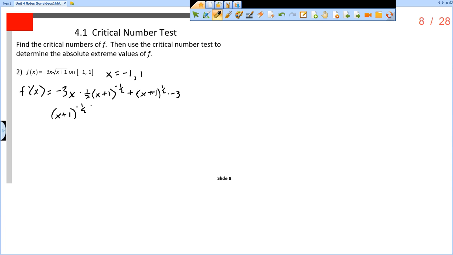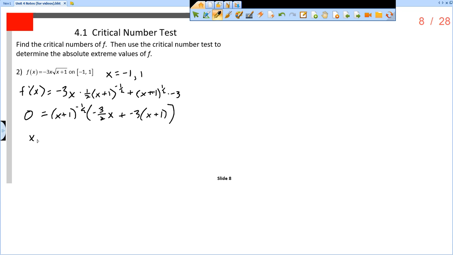So now this leaves me with -3x times 1/2, so -3/2 x. And then let's see, how much is remaining here? I took out the x plus 1 to the -1/2, and so now I'm left with -3 times x plus 1 to the first. So now I'm going to set this equal to 0 or undefined.